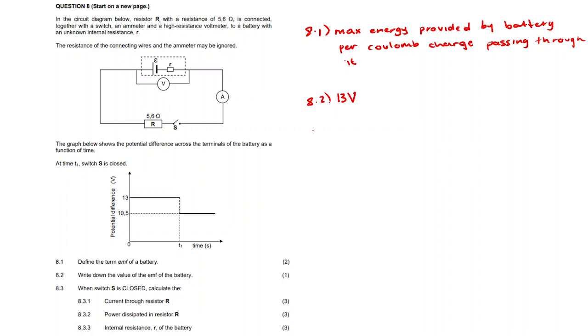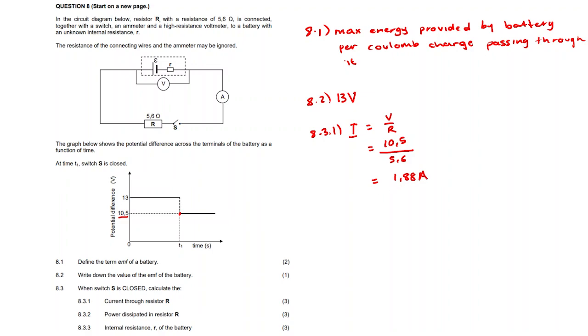Question 8.3. When switch S is closed, calculate the 8.3.1 current through resistor R. To calculate the current through the resistor, we can say that current is equal to V over R. We know that the external voltage, at time t1 when the switch is closed, so that's when the whole circuit is in operation, is 10.5. So that is the external voltage. The resistance is 5.6, and if we plug that into the calculator, we get 1.88 amperes.